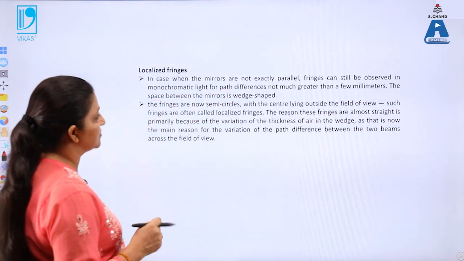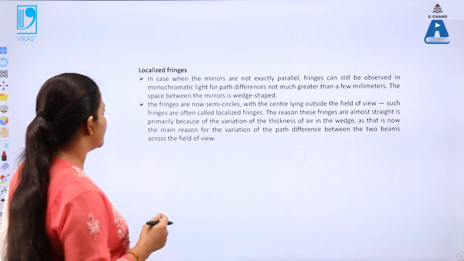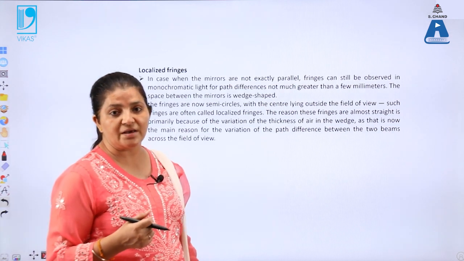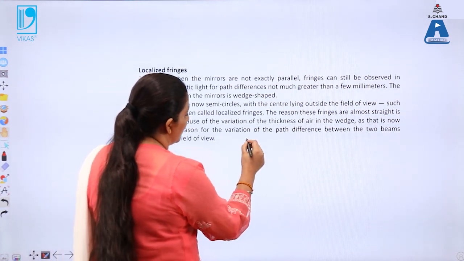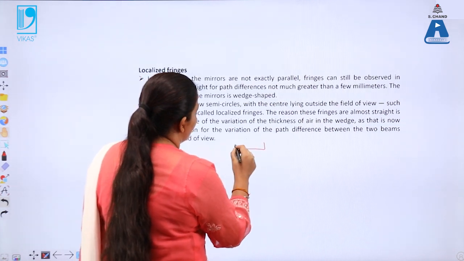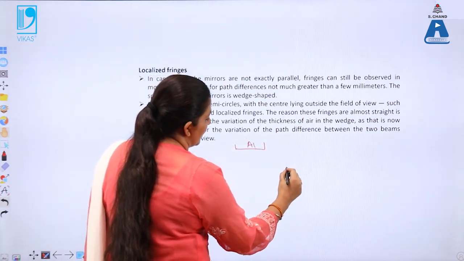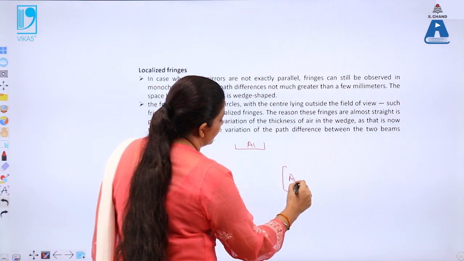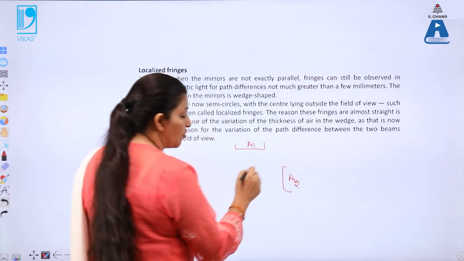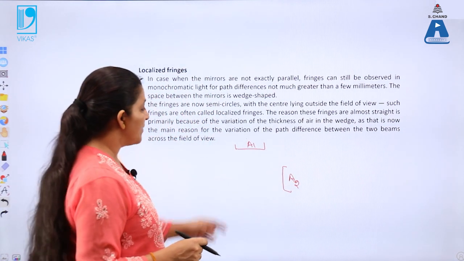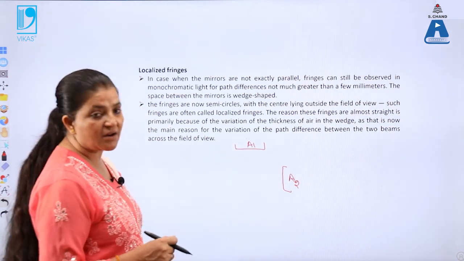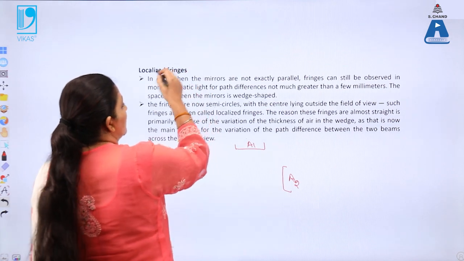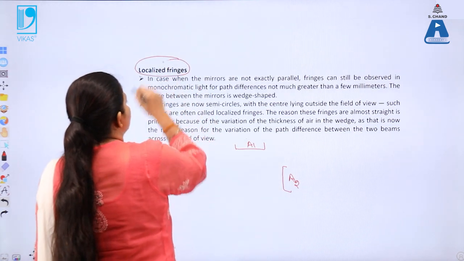Now next is the localized fringes. How can the fringes be localized? One condition for the Michelson interferometer is that the mirror A1 and mirror A2 must be placed perpendicular to each other. When they are not perpendicular to each other, what kind of fringes are formed? Those fringes are called localized fringes.